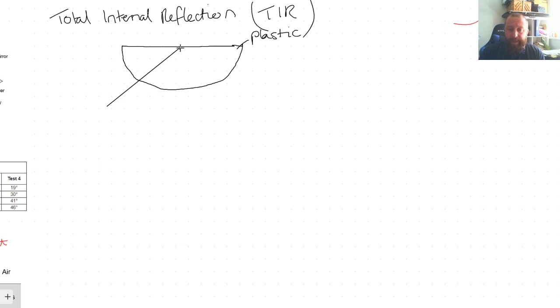But actually, if this angle is greater than what we call a critical angle, and the critical angle you don't need to know, it is dependent on the material, but if it's greater than the critical angle, what we end up with is reflection rather than refraction. So if we were to have a lesser angle, I'll just draw another diagram.